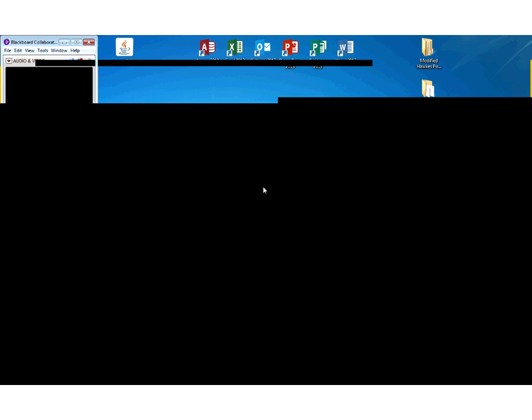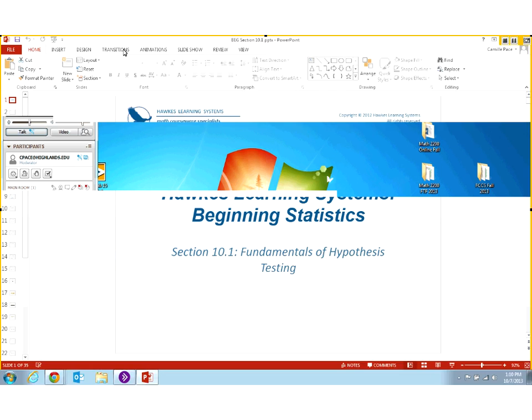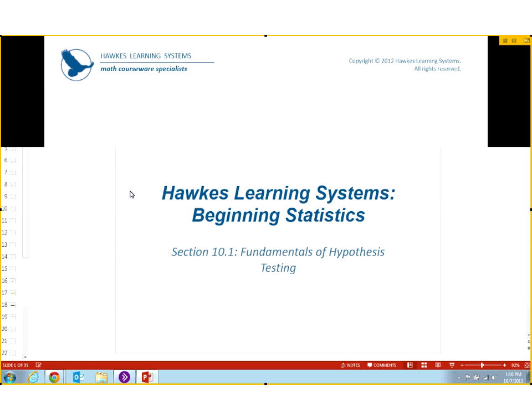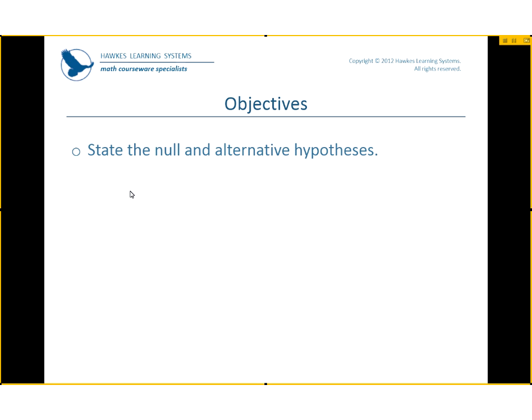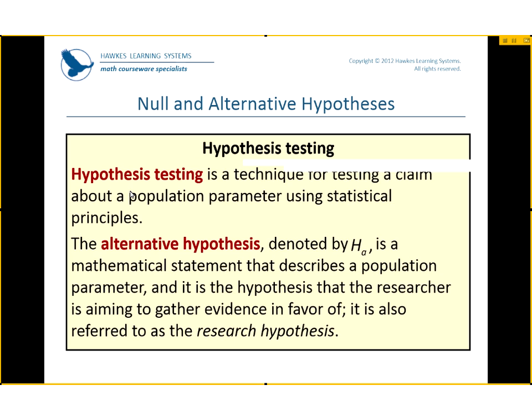A lot of you have probably heard this before, hypotheses, when you think of science. And it's basically the same kind of thing in statistics. You're testing something. So let's go ahead and start with this PowerPoint and talk about it. Okay, you have two hypotheses, the null and the alternative. Hypothesis testing itself is testing a claim about a population parameter using statistics principles.